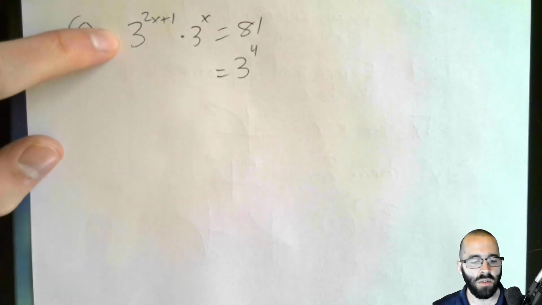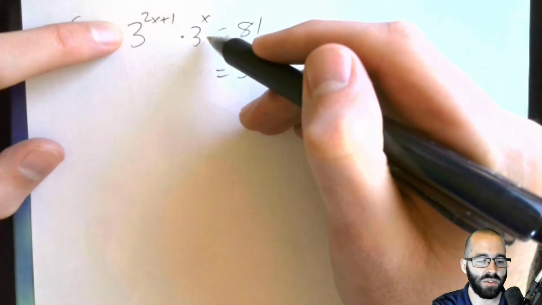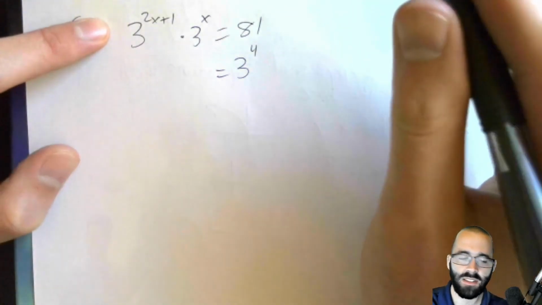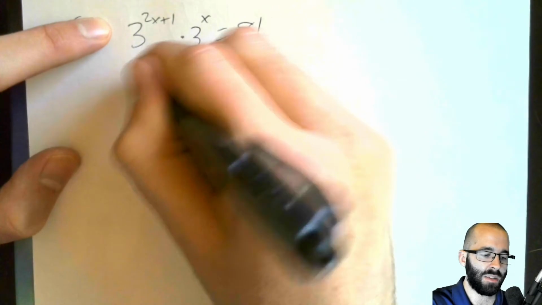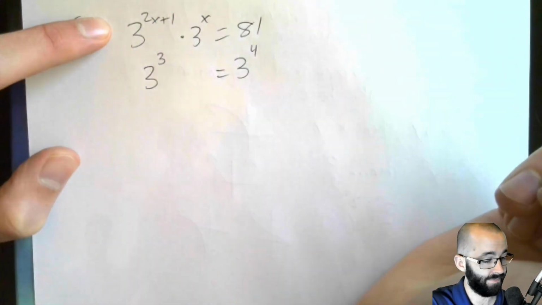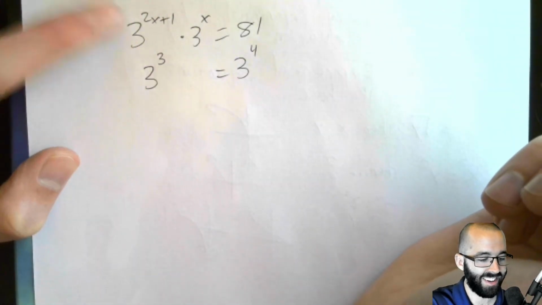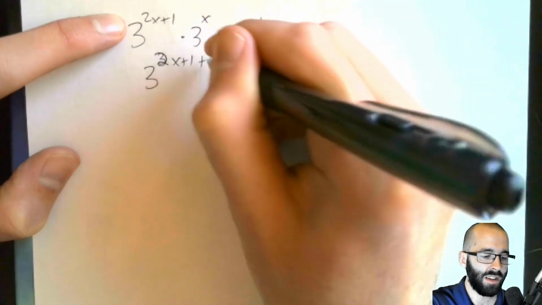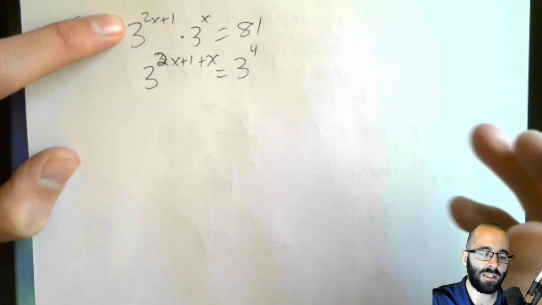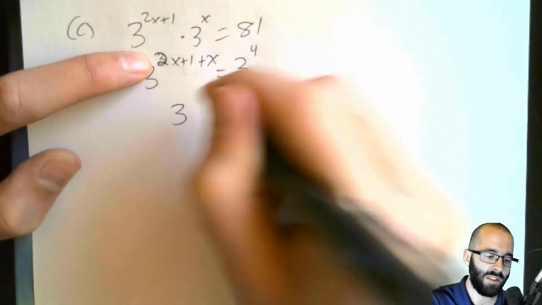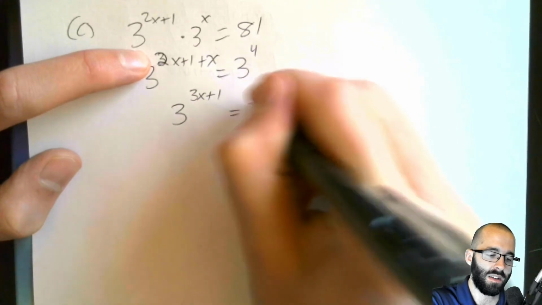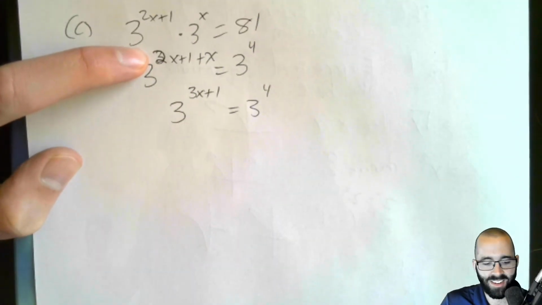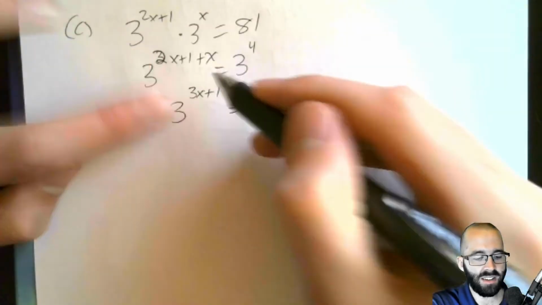On the left-hand side, we want to combine these. We have two exponential functions multiplied by each other. That's going to be adding their exponents. So if we add the exponents, we get 3 raised to the 2x plus 1 plus x. Just add those exponents and then simplify: 3 to the 3x plus 1. 2x plus x is 3x.